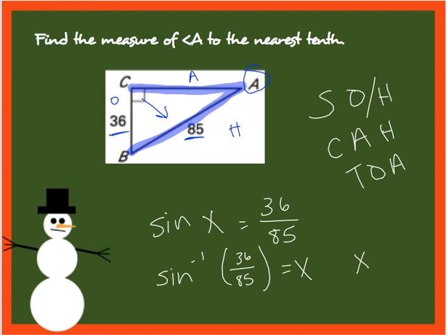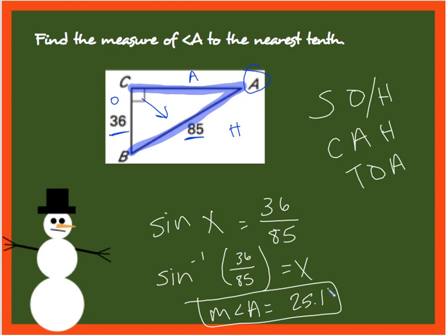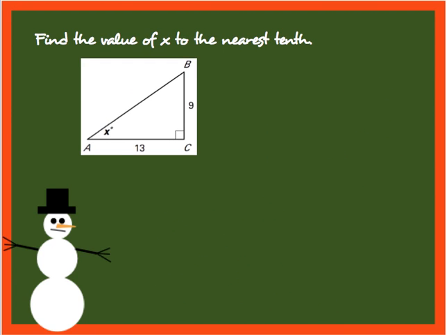Let me write the measure of angle A since that's what they asked for. And when I say they, I mean me because I did make this. 25.1 is what I wanted, and that is degrees. It's always best to label your units, but I don't take off for that. Okay, let's see. We got two more.